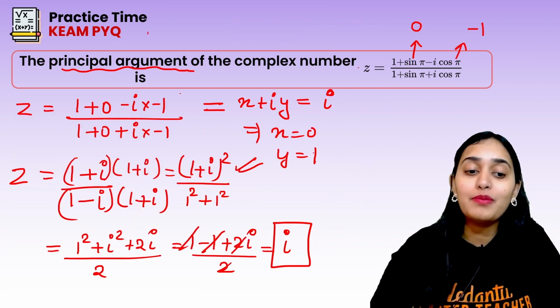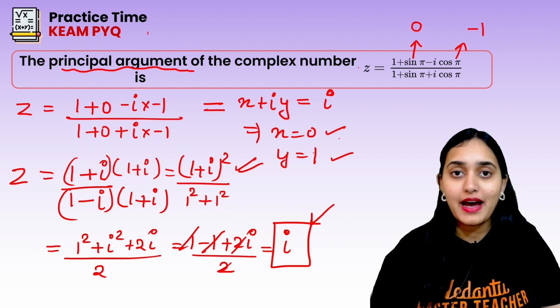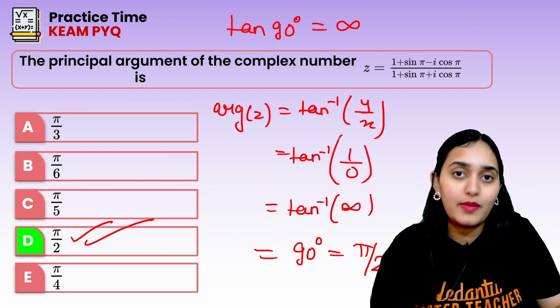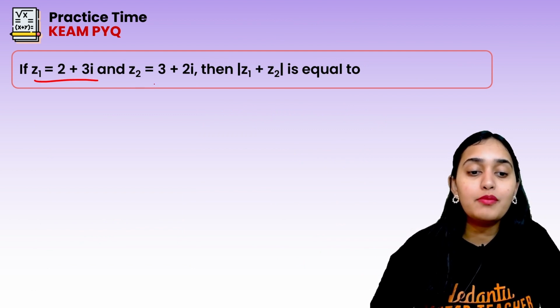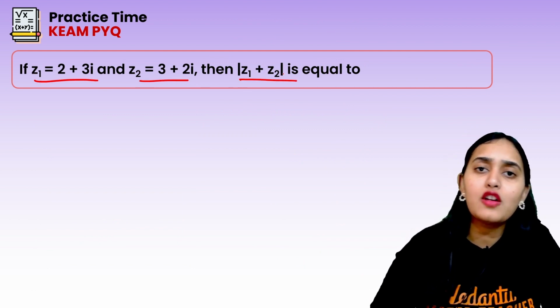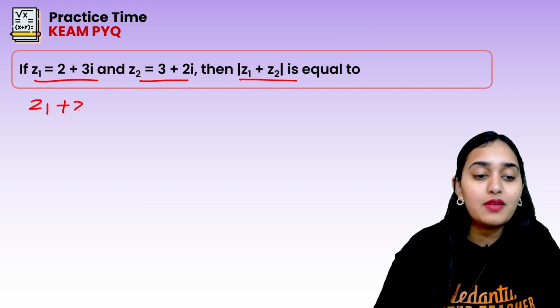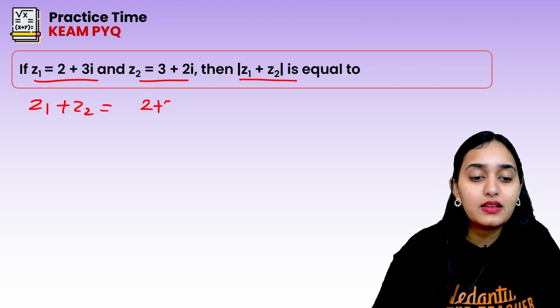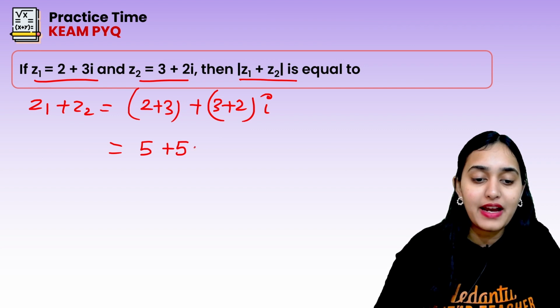First you have to simplify the complex number so that you know what is x, what is y. Then only you can find out the argument of that complex number. Okay? Next. Z1 is a complex number, Z2 is a complex number. Find mod of Z1 plus Z2. Very easy question. Just add the complex numbers. Z1 plus Z2 is 2 plus 3, 3 plus 2I. So 5 plus 5I.